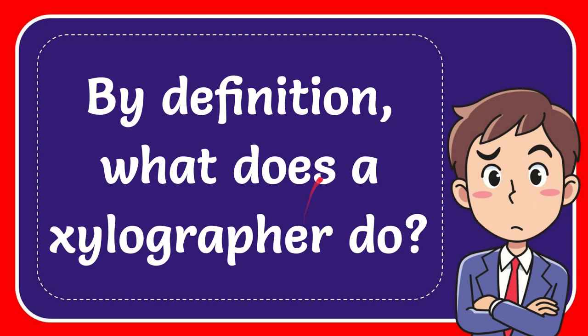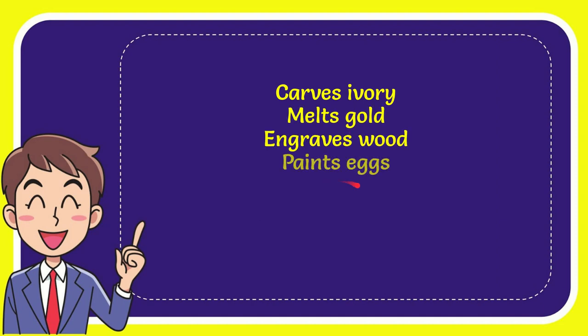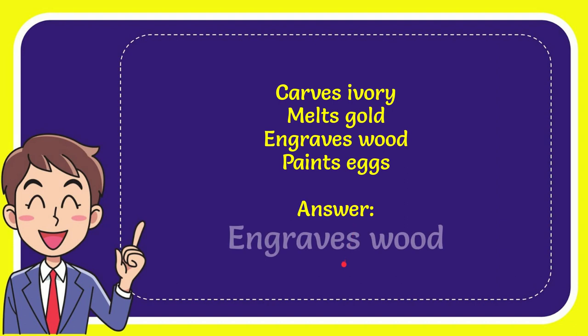In this video, I'm going to give you the answer for this question. The question is, by definition, what does a xylographer do? Well, I give you a list of the options, and here's a list of the options. Carves ivory, melts gold, engraves wood. The very last option is paints eggs, and the correct answer of the question is engraves wood. That's the answer for the question.